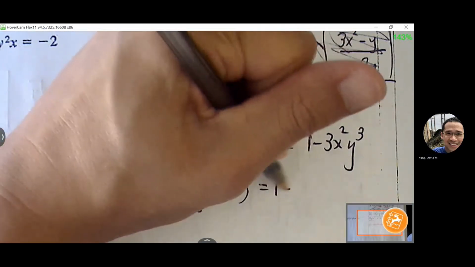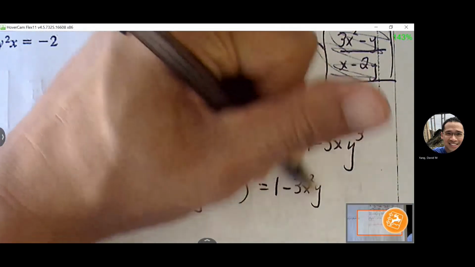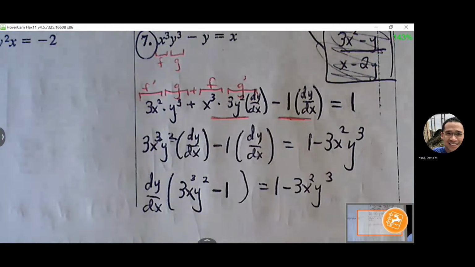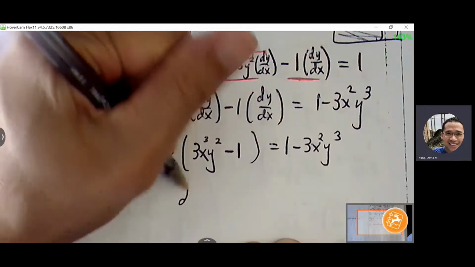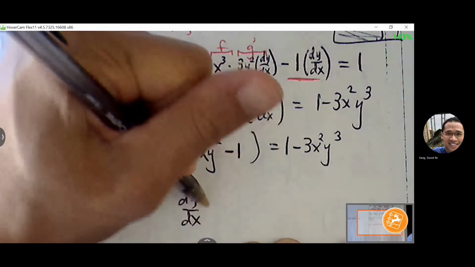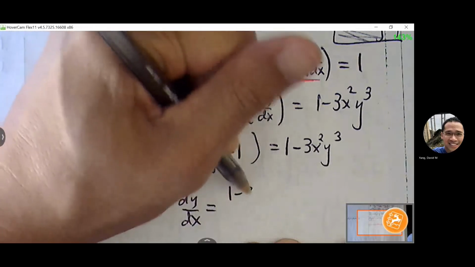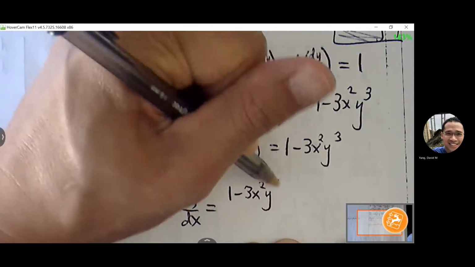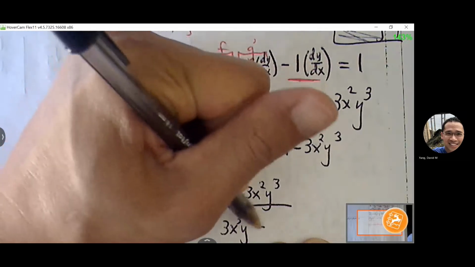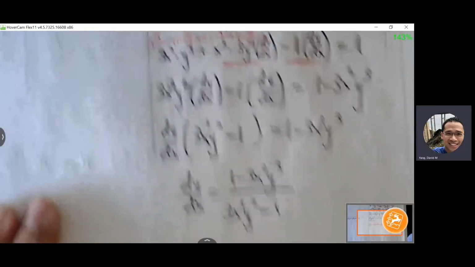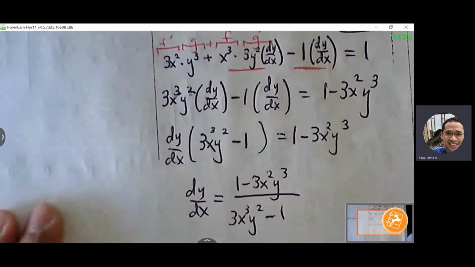Equals. All right, so almost there, right? Divide by the parentheses and we're at our derivative. Okay, there's our slope formula.